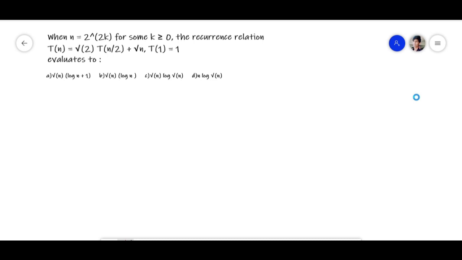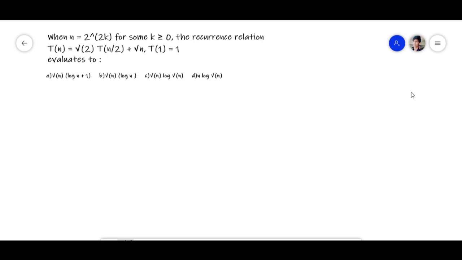We are back with another video, and in this video we are going to discuss the 2008 IT question. This question belongs to the algorithms concept. Let me read out the question for you. When n equals 2 power 2k for some k greater than or equal to 0, the recurrence relation T of n equals root 2 times T of n by 2 plus root n, and T of 1 equals 1, evaluates to. He has given a recurrence equation and he is asking for the value of that recurrence equation.